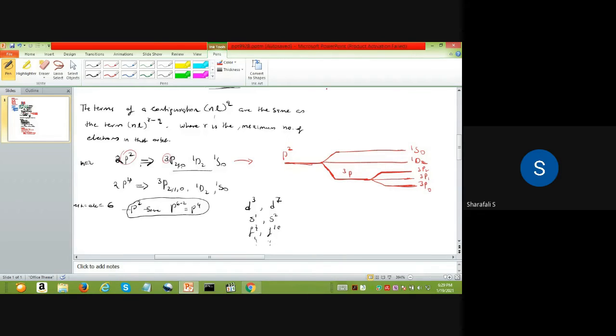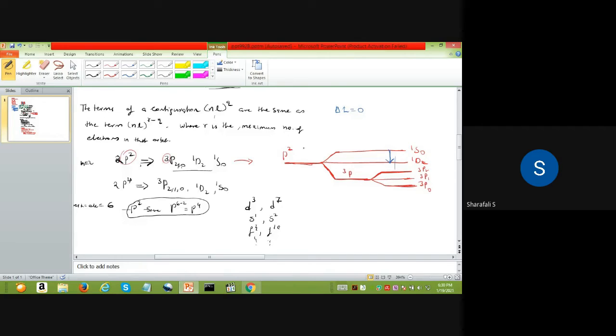Now there can be transitions happening between these energy levels. Suppose one electron is going from 1S0 to this 1D2. Then we have to consider the selection rule. First, if you consider the total atom as a whole, delta L equal to 0 or plus or minus 1. Okay, so for a single electron transition, we should not take delta L equal to 0.